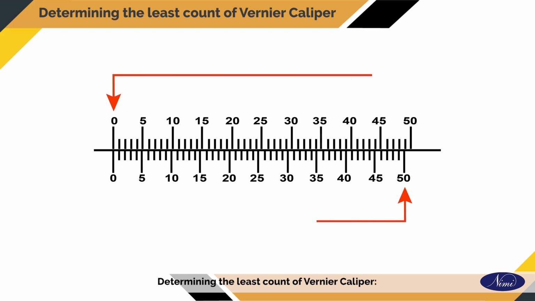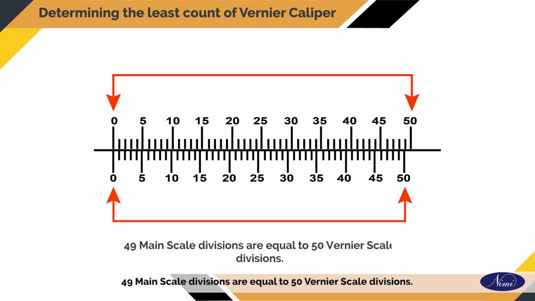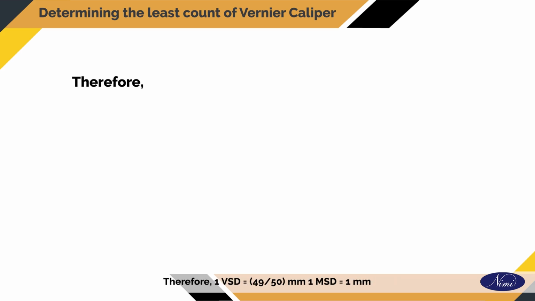Determining the least count of vernier caliper. 49 main scale divisions are equal to 50 vernier scale divisions. Therefore, 1 VSD is equal to 49 upon 50 millimeters. 1 MSD is equal to 1 millimeter.